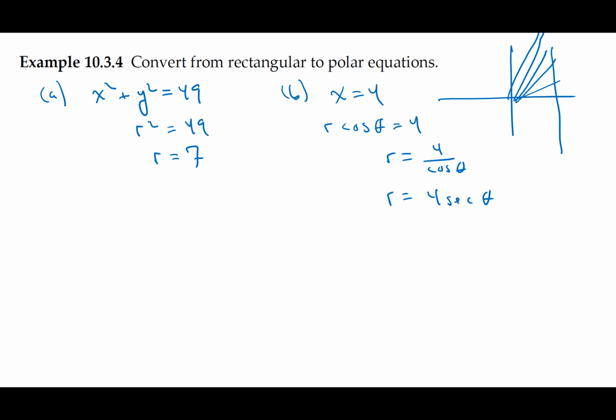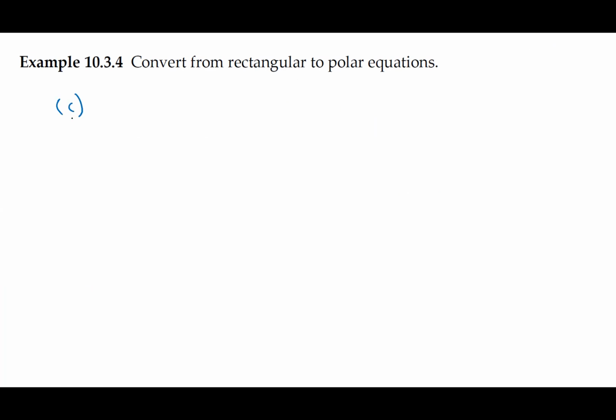All right. And then how about this one? X squared minus 4x plus y squared equals 5. Well, I know that x squared plus y squared is r squared. I know that x is r cosine theta. Okay. So there we go.